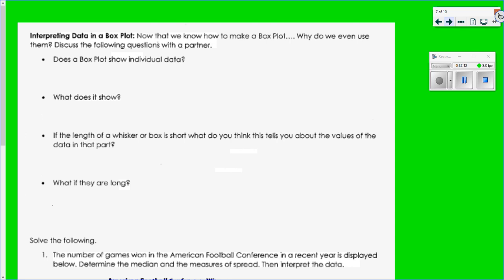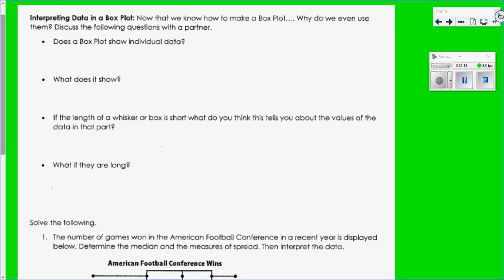So now that we have drawn the box plots, let's talk about interpreting what they say. So we know how to make it, but now do we know what it means? Does a box plot show individual data? No, it doesn't. It shows two pieces of individual data. I know at least one person scored a 68. I know at least one person scored a 100, but I really don't know any individual data. So if I don't get individual data from a box plot, what does it show?